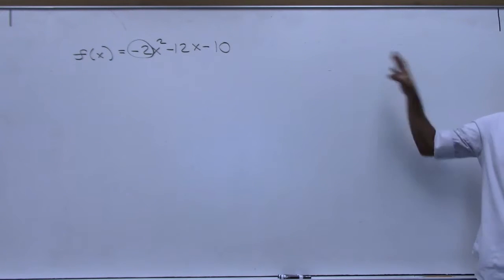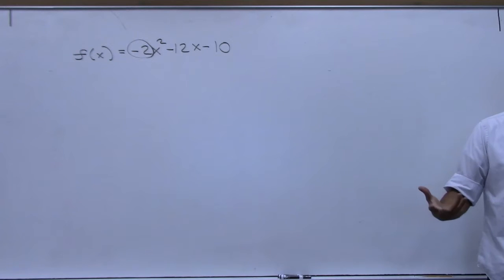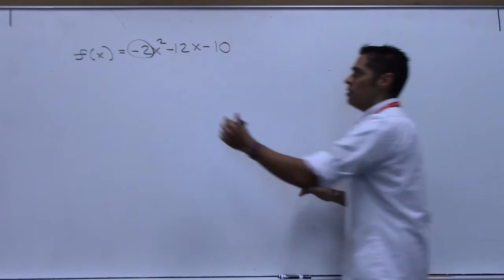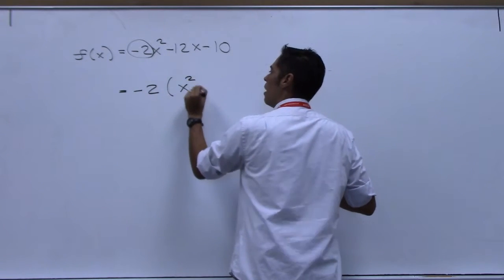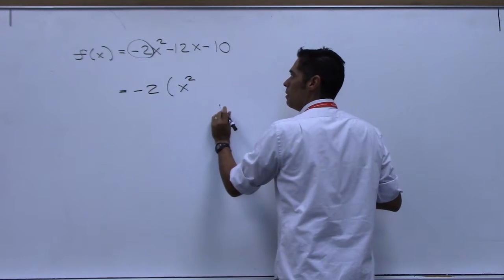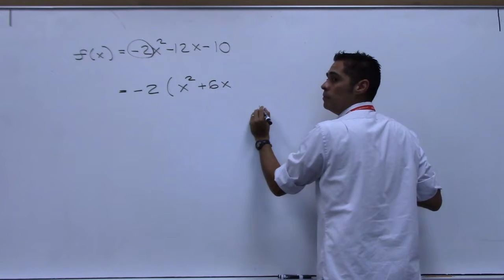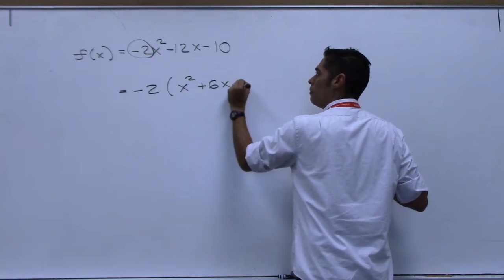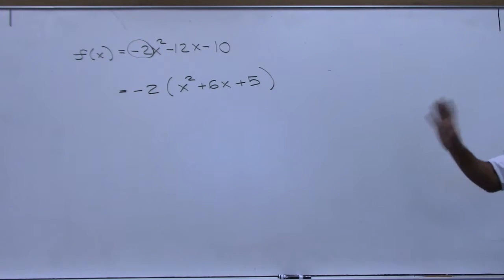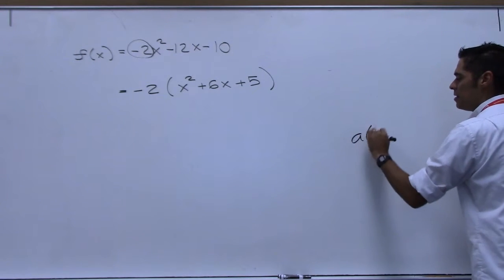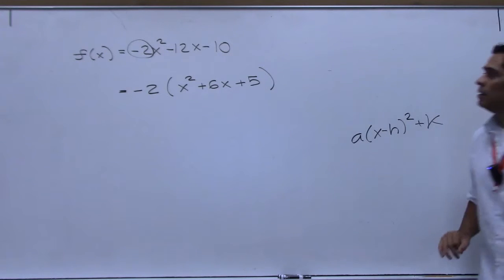We don't have an equation here. We cannot divide by -2. The only thing we can do is factor out a -2. So what I'll do is I will pull a -2 out, leave me with x squared plus 6x plus 5. Okay, are there any questions? Remember, our goal is to get it to this, right? That's our goal, okay.